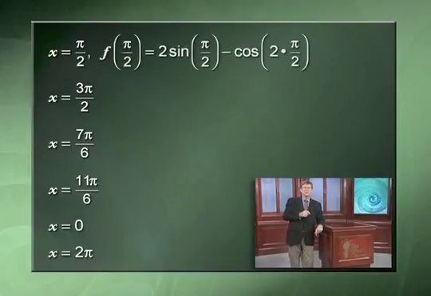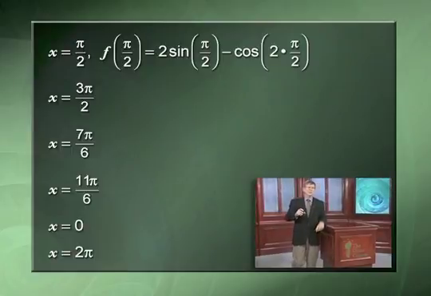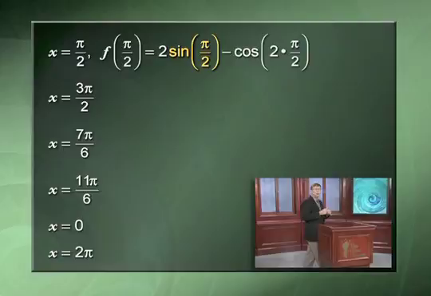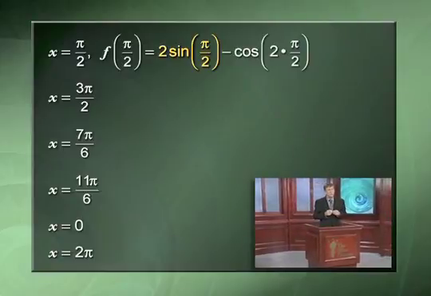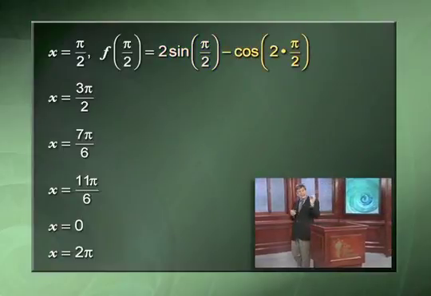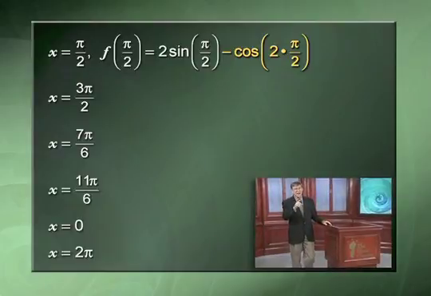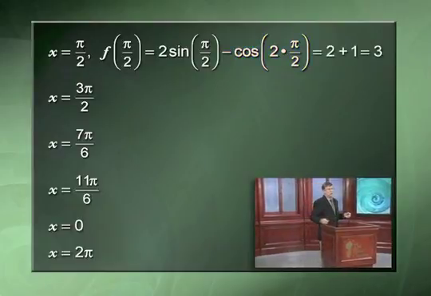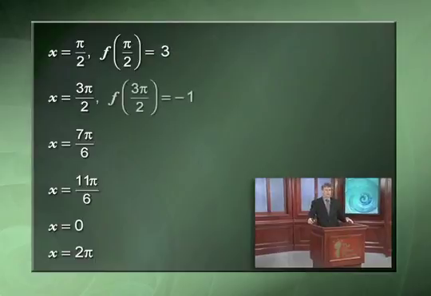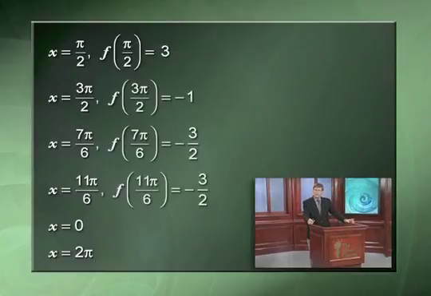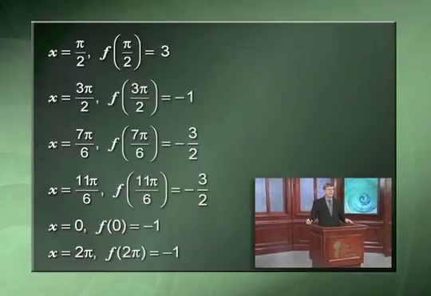F of pi over 2 would be 2 times sine of pi over 2 minus cosine of 2 times pi over 2. Sine of pi over 2 is 1, so that's 2 for the first term. Cosine pi is minus 1, so minus a minus 1 is 1. 2 plus 1 is 3. And here are the other values: minus 1, minus 3 halves, minus 3 halves, minus 1, and minus 1. I've evaluated the function at the 4 critical numbers and at the 2 endpoints. It took me a long time.